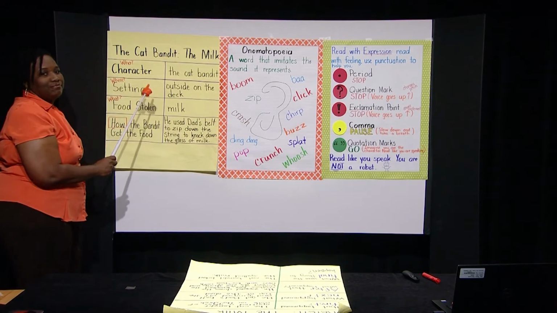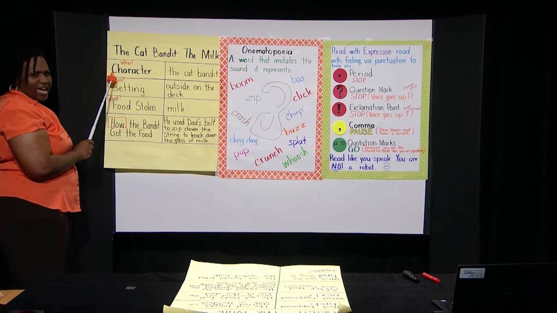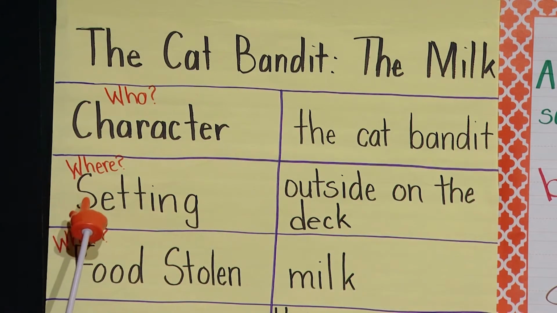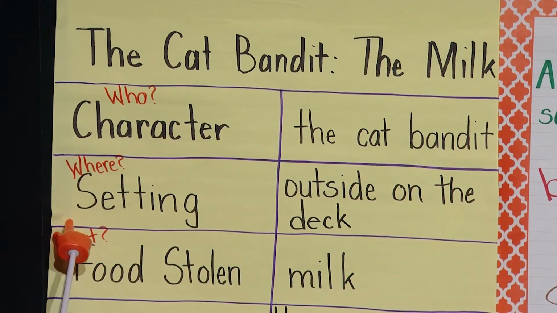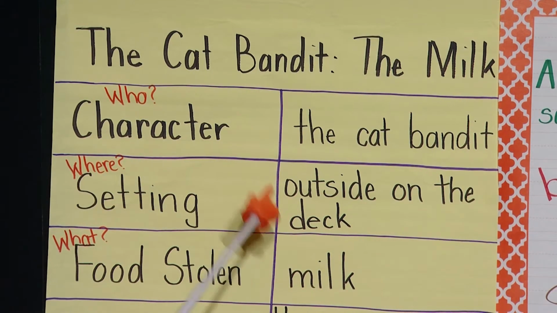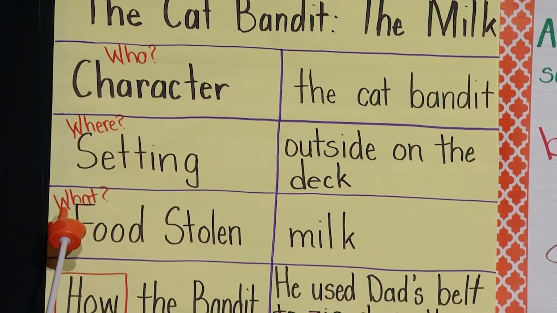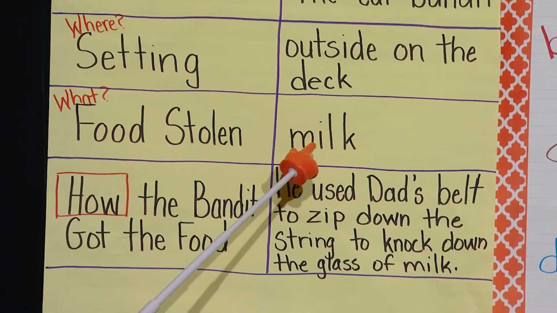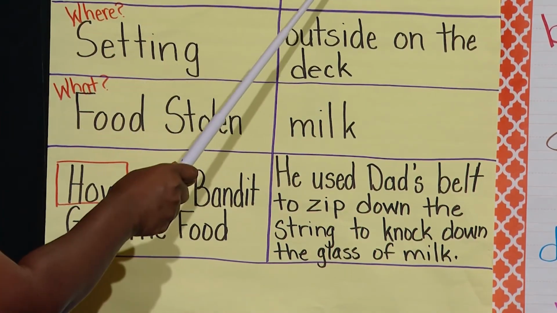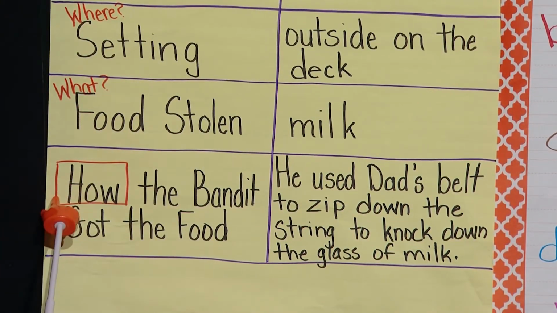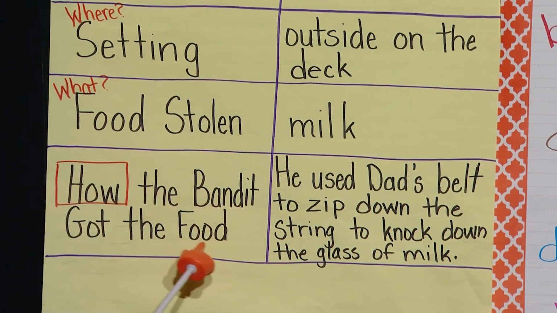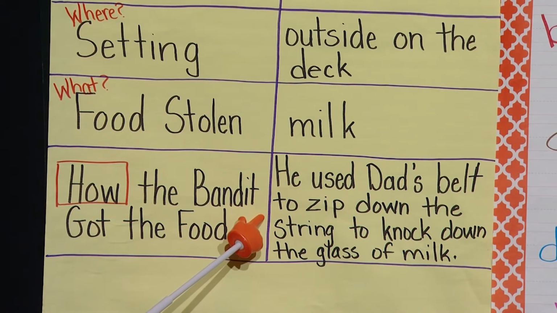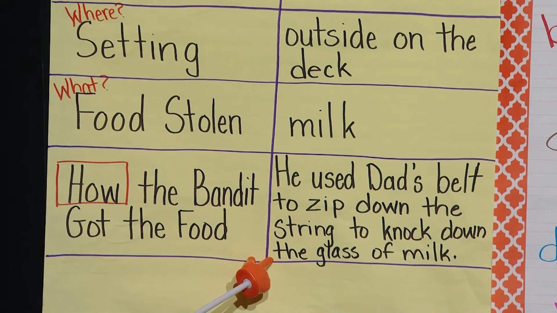The Cat Bandit, the Milk. Who is the character? The Cat Bandit. Where did this story take place? This is known as our setting. Outside on the deck. What food did he steal in the milk? What food did he steal? Milk. It's in the title, right? The milk. How the bandit got the food. He used Dad's belt to zip down the string to knock down the glass of milk.